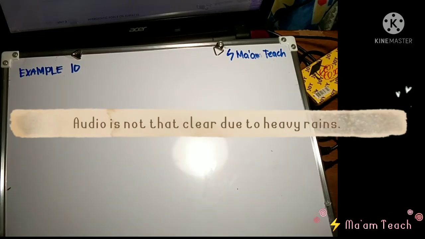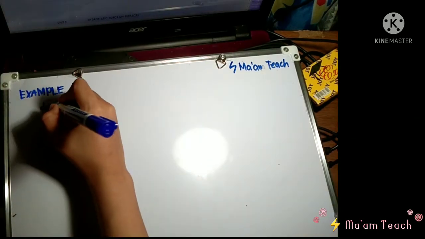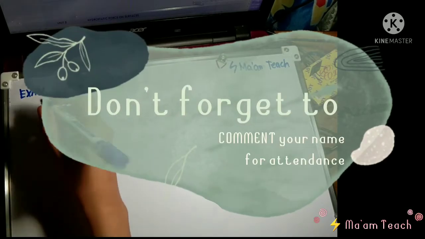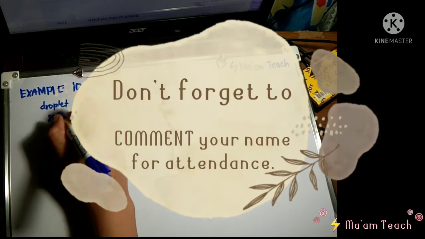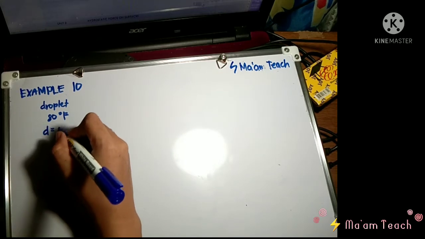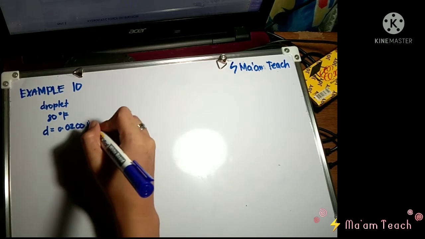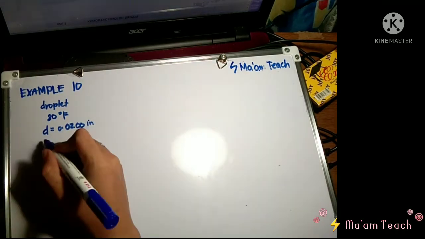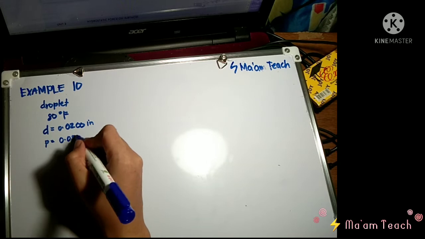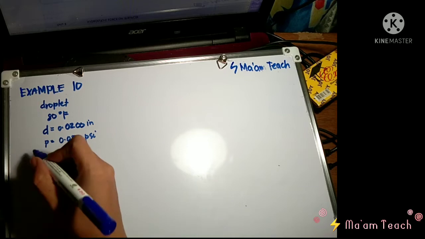Okay, so for example number 10 class, we are given a drop of water, or something like a droplet. Take note that it is at 80 degrees Fahrenheit, in contact with air, and has a diameter of 0.02 inch. If the pressure within the droplet is 0.082 psi greater than the atmosphere, what is the value of the surface tension?